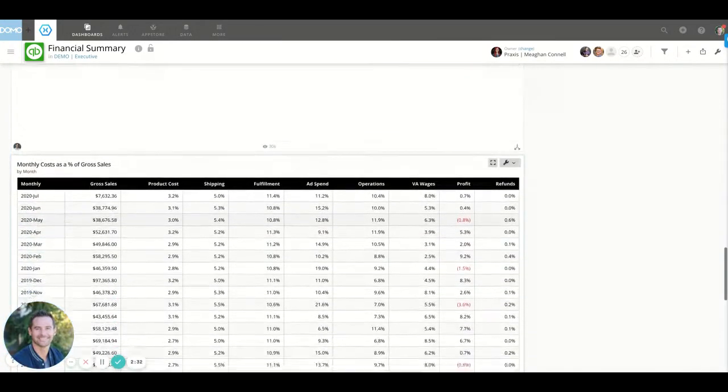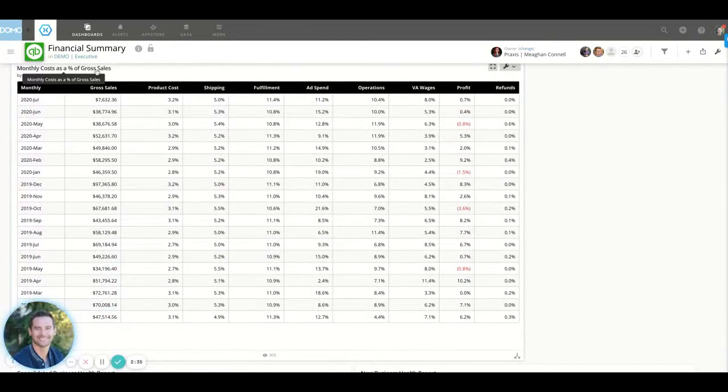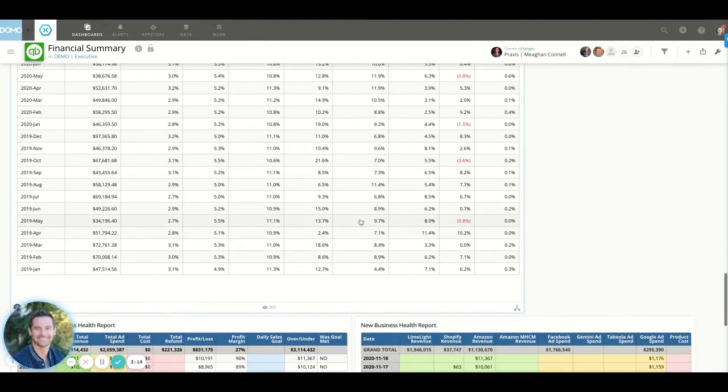Another view is the monthly cost as a percentage of gross sales. So, my main areas like refunds, profit, wages, operations, ad spend, fulfillment, shipping, and product costs as a percent of our gross sales in a given month. Again, being able to catch when things don't look good and seeing the trends of those so I can identify when a particular expense or cost is a higher percentage than it should be, right? Like this 21% of ad spend. Well, what happened that month that made it so different than the other months in terms of that percent of sales? And that ultimately ended in a negative profit percentage. So really interesting view here that can also be applied on this financial data.